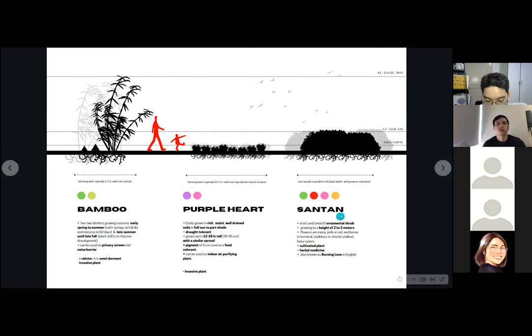So next is santan. It has 5 colors po. But typically here in our area, it's color red.